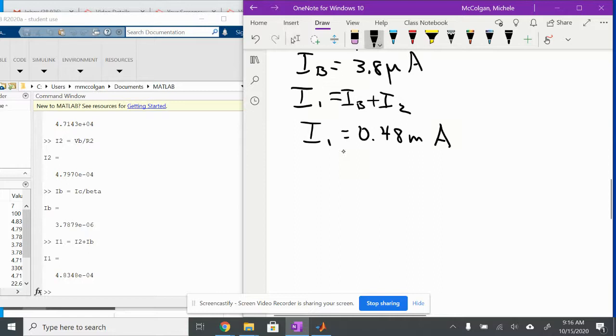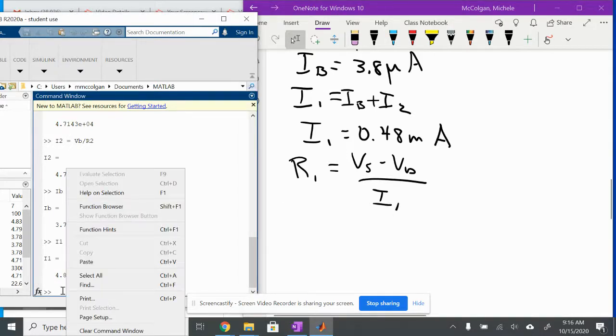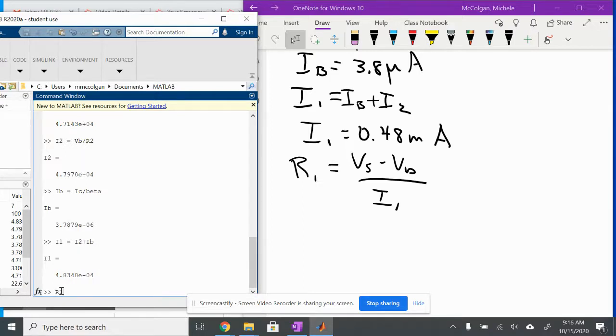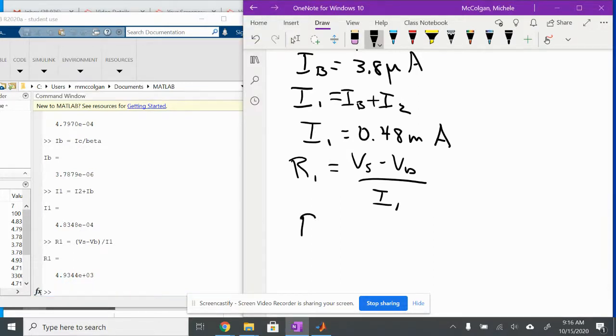So R1 is equal to VS minus VB over I1. Okay, and so my R1 is 4.9 kiloohms.